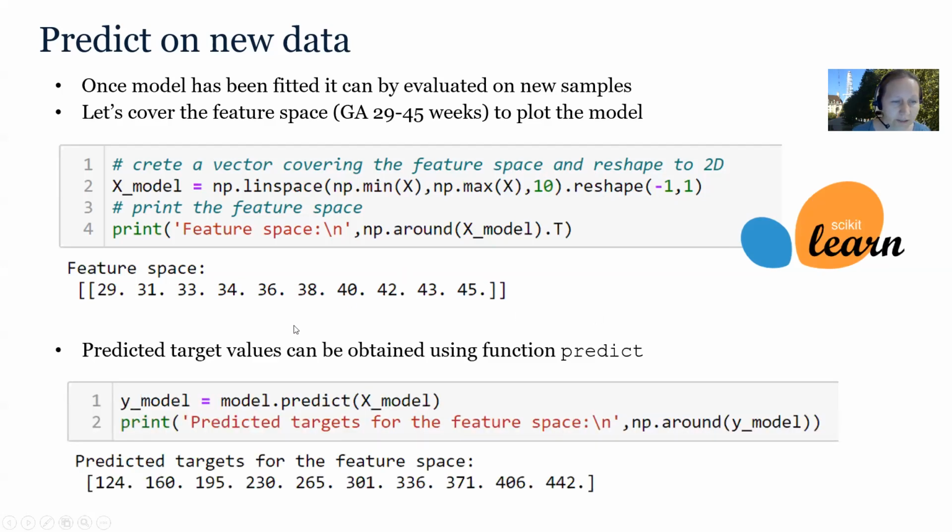Next, we are ready to predict the target values for these new samples, and this is very easy again, it's just model.predict. And if we print that out, we see that we have a one-dimensional array of the values that are the brain volumes for these gestational ages.